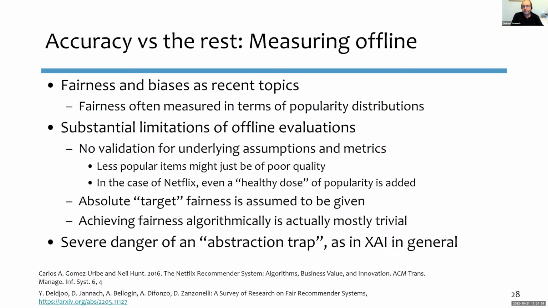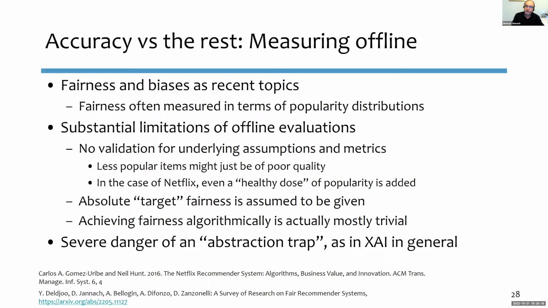And there's also, as I mentioned, fairness, which is a recent topic, and we will learn more about it later on. And also there we have this problem of the metrics, at least in some research that we looked at. Sometimes it's based on popularity distributions with the assumption that recommending niche items or less popular items is only fair. And when I looked at this as a non-expert in this field, there are again substantial limitations of these offline evaluations. There's no validation of the metrics, like for diversity. Also, the basic assumptions like less popular items might just not be good quality in some ways, right?